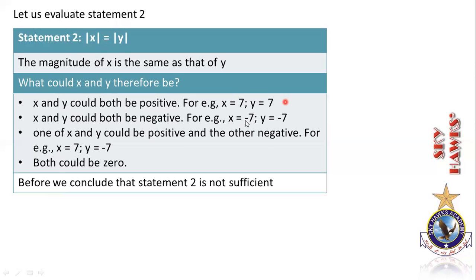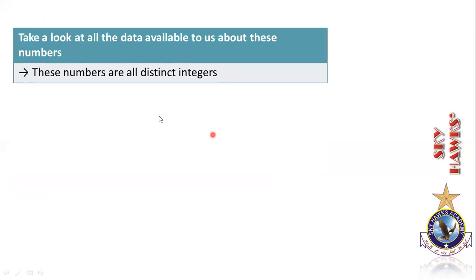Somebody can take both the negative numbers x and y, and someone can take zeros. So all these possibilities are not matching the wording of the given question. Before we conclude that statement two is not sufficient, we will have to take a look at all the data available to us about these numbers. These numbers are all distinct integers.